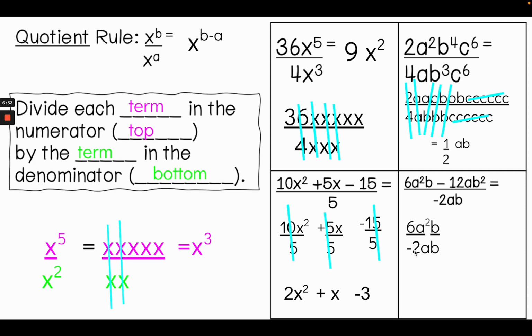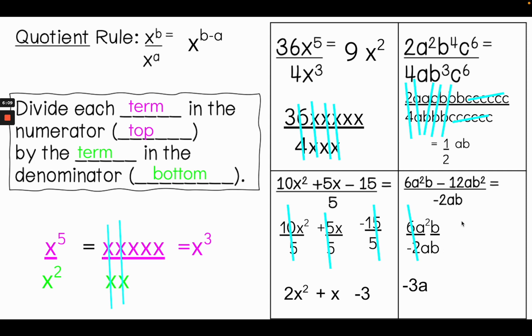6 divided by negative 2 is negative 3. A squared minus a1 is just a, and b minus b is just 0. So I'm just going to have negative 3a left.